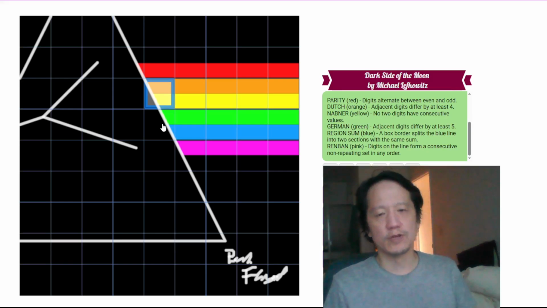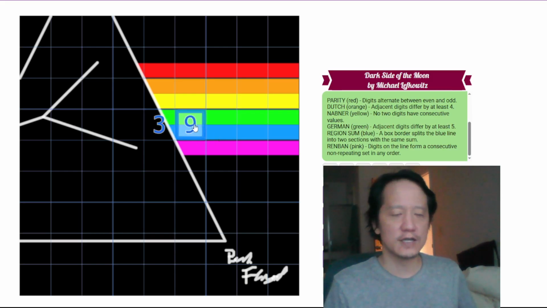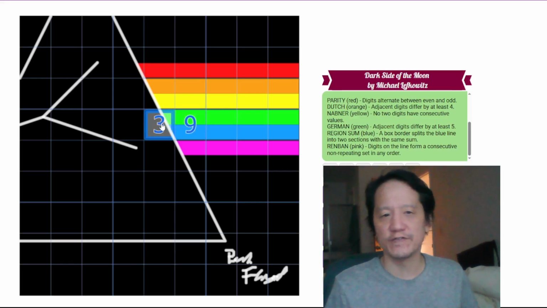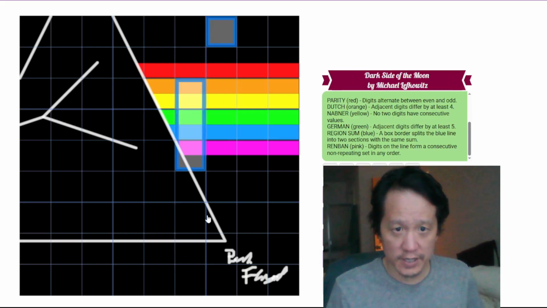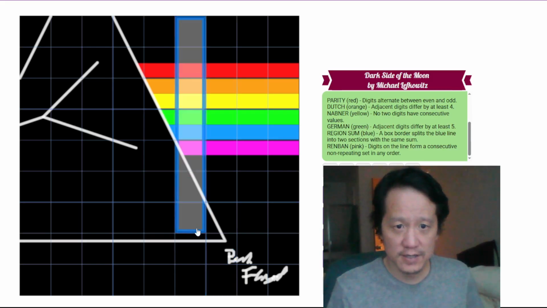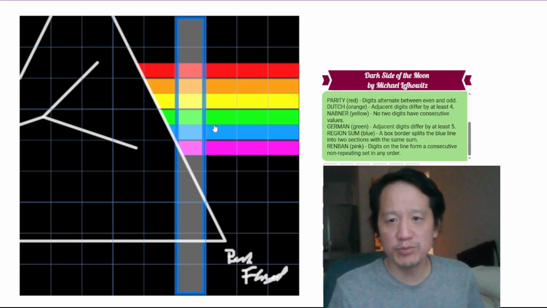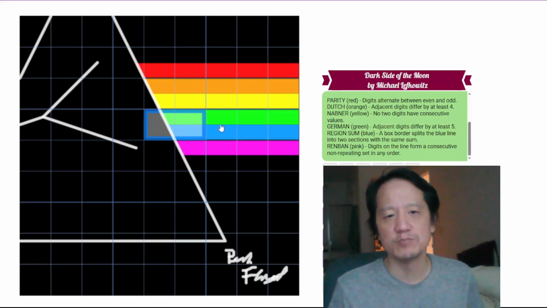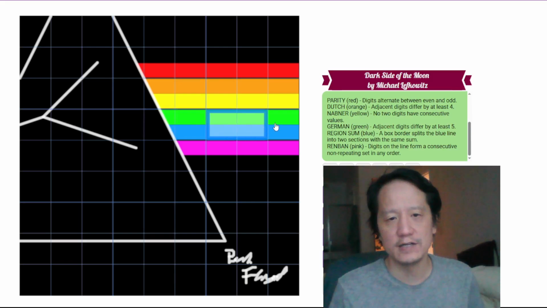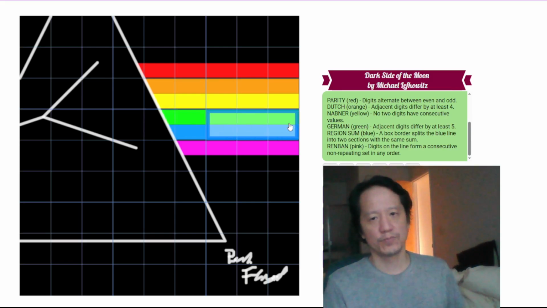For German whisper lines, adjacent digits differ by at least 5. So if this were 3, this would have to be 8 or 9, because those are the only digits that are 5 away from 3. For the blue line, a box border, which is this line here, it's hard to see, splits the blue line into 2 segments with the same sum. So these 2 digits must sum up to the same value as these 3 digits here.